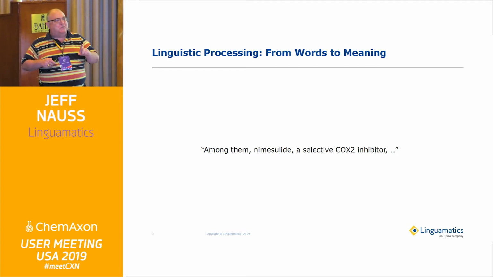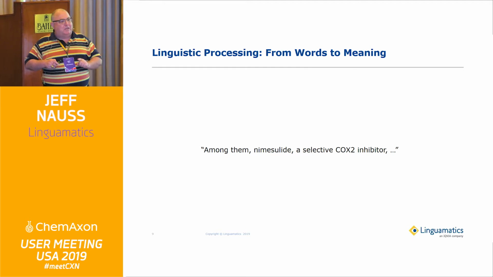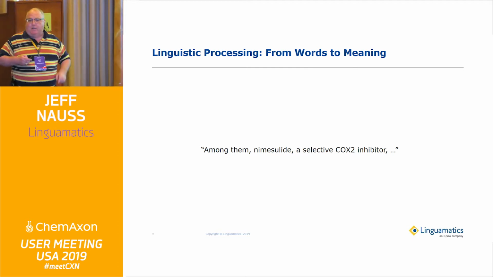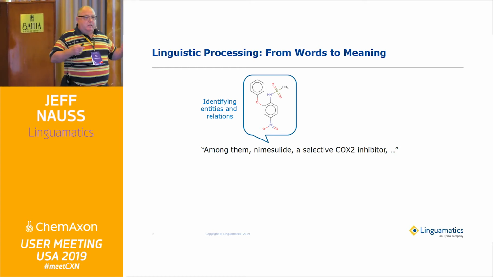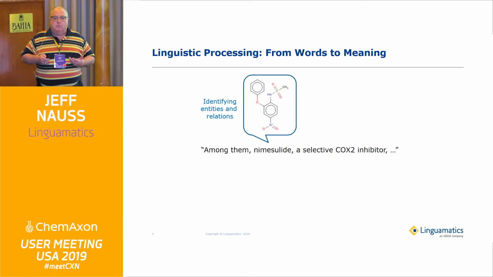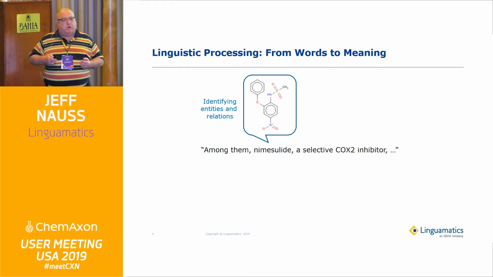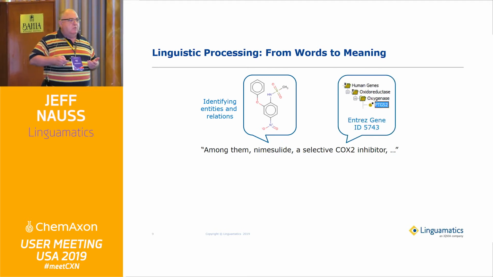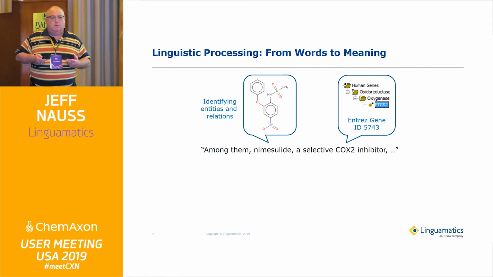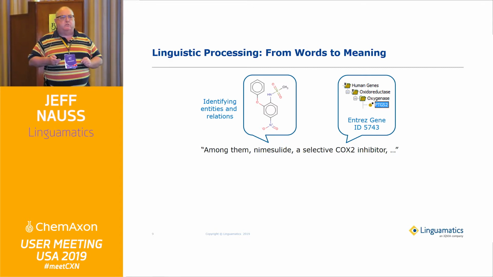First thing is looking at entities. And it identifies, using the JChem functionality, a chemical structure. And it says, we have a chemical here. And then using an ontology later on, the Entrez Gene ontology, we see COX-2 is in there. All right, we know that's a protein. So we've got two entities within this sentence.